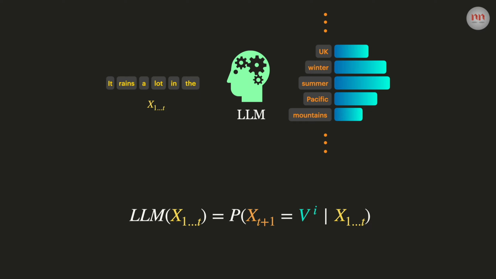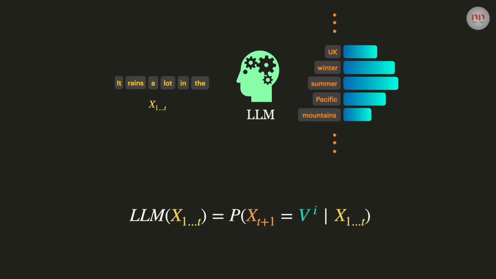For text generation, we use some kind of sampling strategy on this distribution to iteratively pick the next token. These strategies are called decoding techniques, and there are many of them. Let's look into some of the most popular ones.